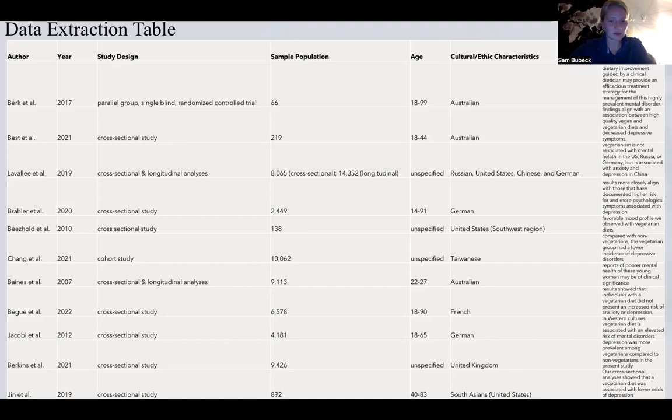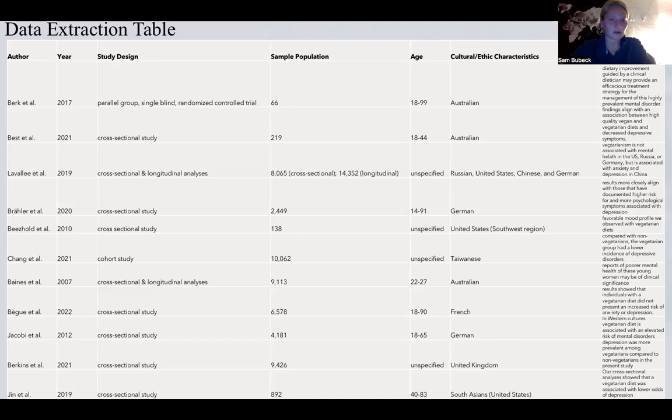In 2021, there was another cross-sectional study of 9,426 people. Age was unspecified, though this was conducted within the United Kingdom. And depression was more prevalent among vegetarians compared to non-vegetarians in this present study. So that had a negative association.